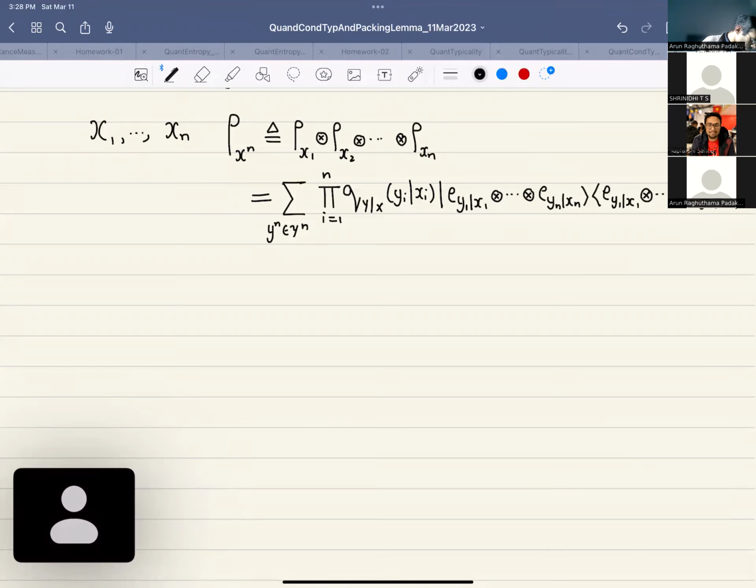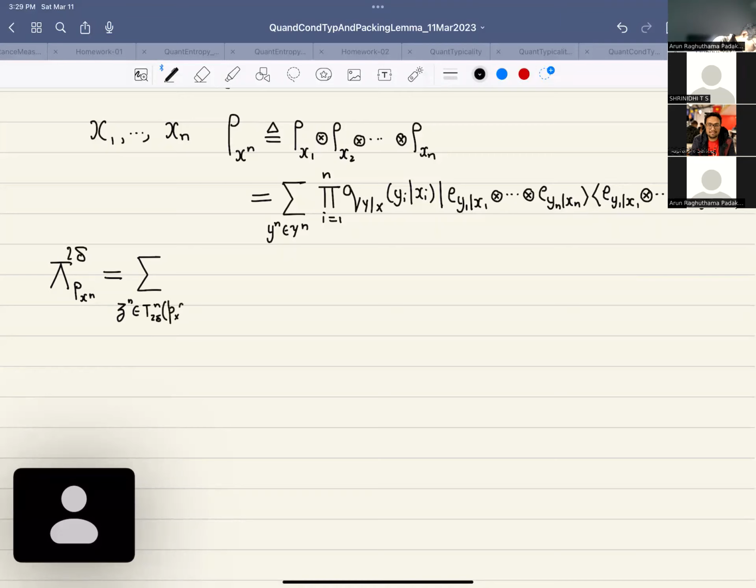So this is your rho x^n. What is Pi rho x^n delta? I'll just write it as Z^n, Z^n belonging to T of 2 delta n. Sorry, this is a 2 here.